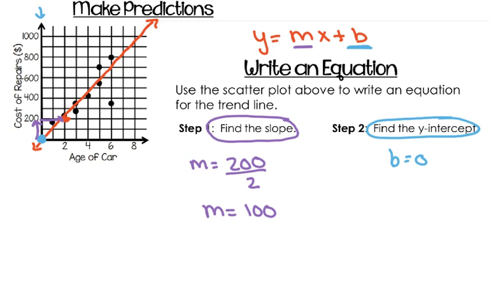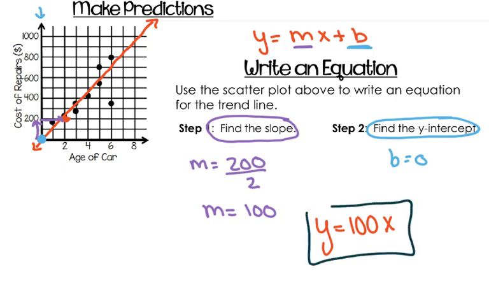So that means when I plug it into the equation, my equation becomes y equals 100x plus 0. And remember, we don't add that plus 0 at the end. So I'm going to erase that. So our equation becomes y equals 100x.